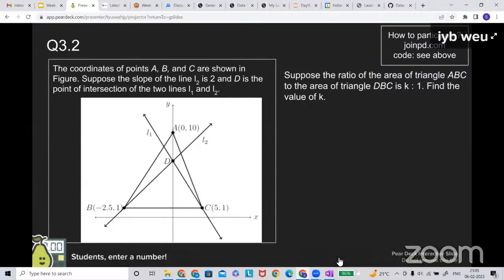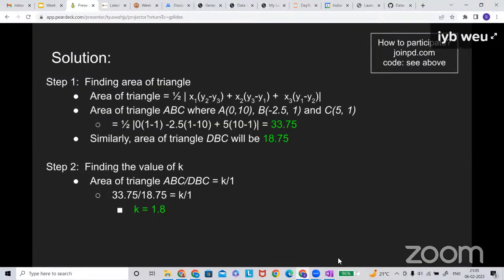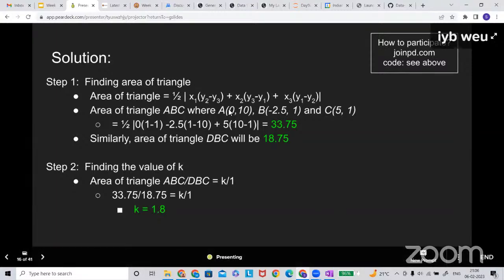Let's start discussing the solution. We can do it in 2 ways. In this slide's solution, I think height into base will be good. You can also use that formula. Otherwise, let me see. Okay, here the bigger formula is given: 1/2 times x1(y2 minus y3) plus x2(y3 minus y1) plus x3(y1 minus y2). For triangle ABC, where the points are A (0, 10), B (minus 2.5, 1) and C (5, 1), if you substitute, you will get the area of triangle ABC as 33.75.